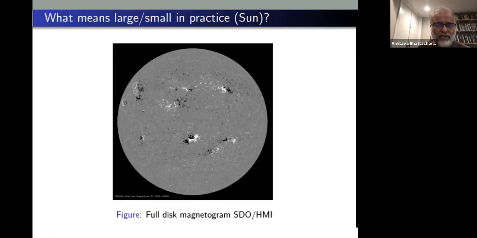So what does it mean to have large and small in practice? So this is a full disk magnetogram, Solar Dynamics Observatory, the HMI instrument on board. And you see this, okay? If you go to greater and greater granularity, you will see a lot of structure. And then you will see large scale structure like the sun's overall dynamo field or the sunspots, which are evidence of large scale magnetic field growth. In the sun then, both of these coexist. And the dynamo problem is a living problem to be solved.